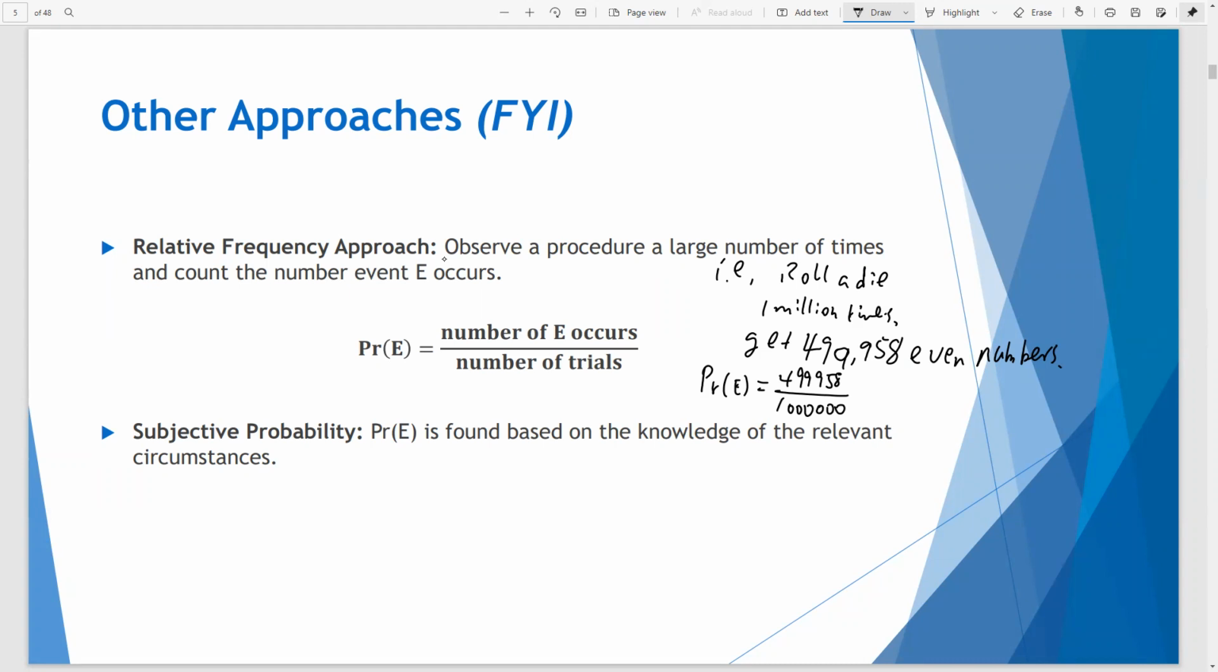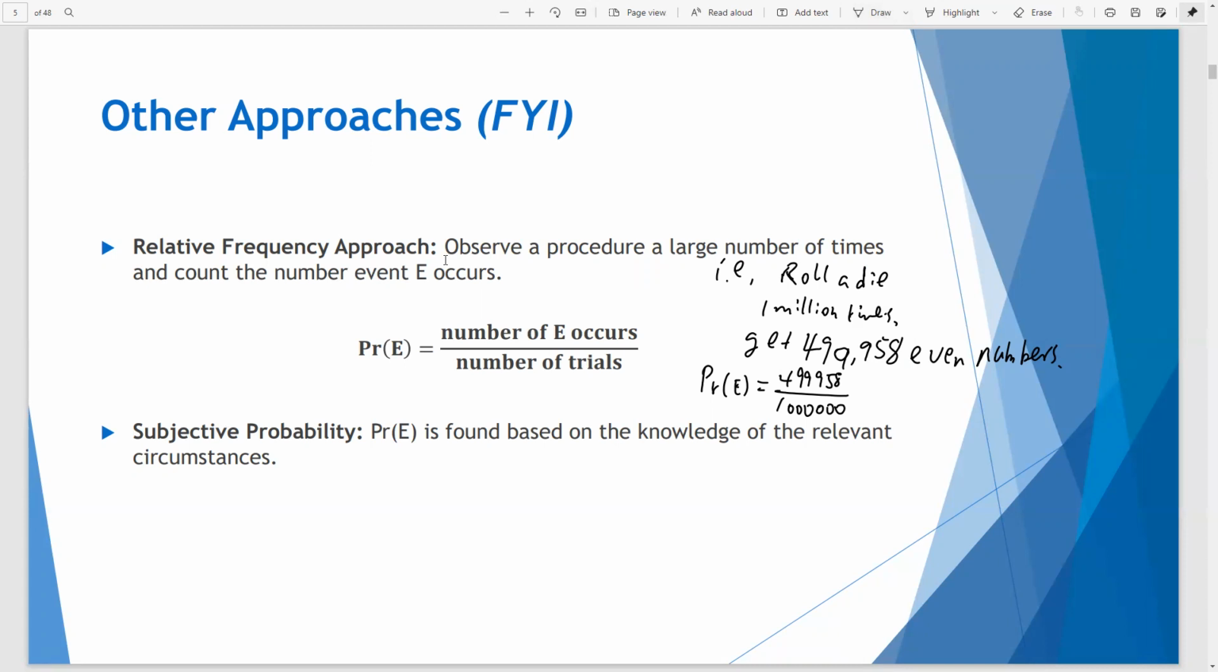Well, of course, nobody is going to do the experiment that many times, right? So that's just an example. Don't take that too seriously. When you do a question, you will not be asked to do it by the relative frequency approach. That takes too much time.